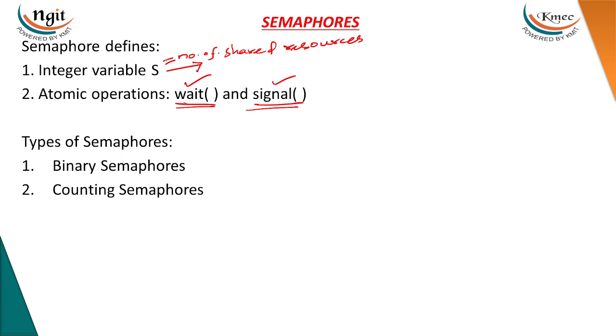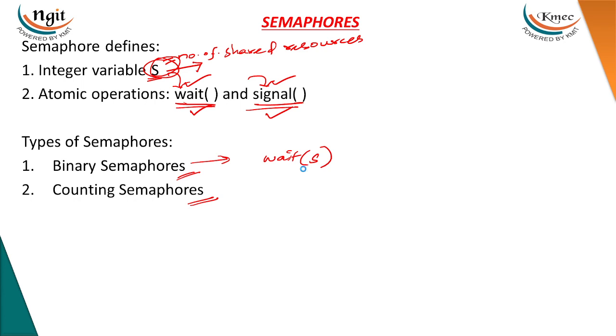This semaphore variable s is modified only by either the wait operation or the signal operation. No other operation or function can modify this s value. There are two types of semaphores: first, binary semaphore, and second, counting semaphore. Both cases use a variable and these two functions, wait and signal, which take the semaphore variable as the argument.